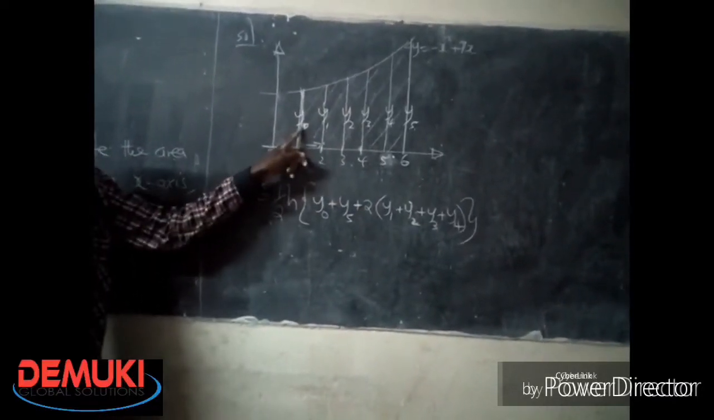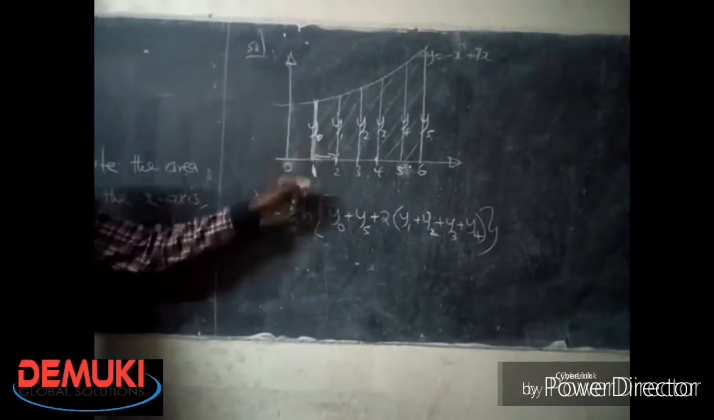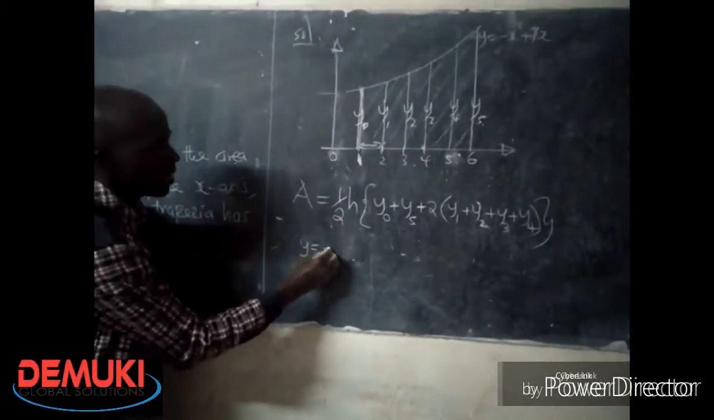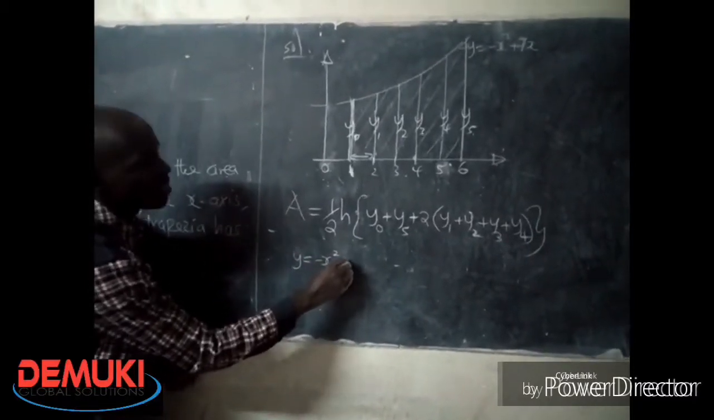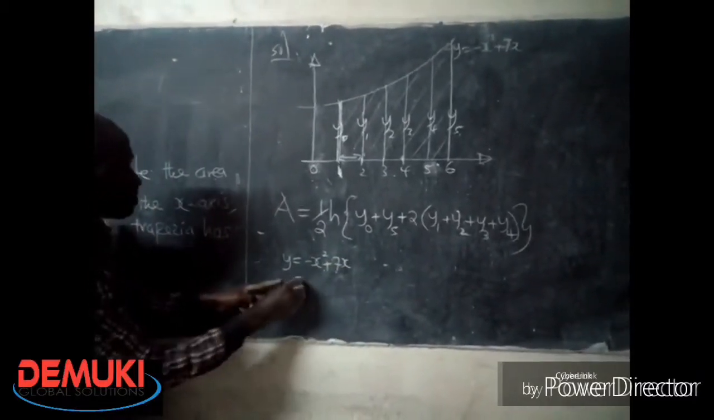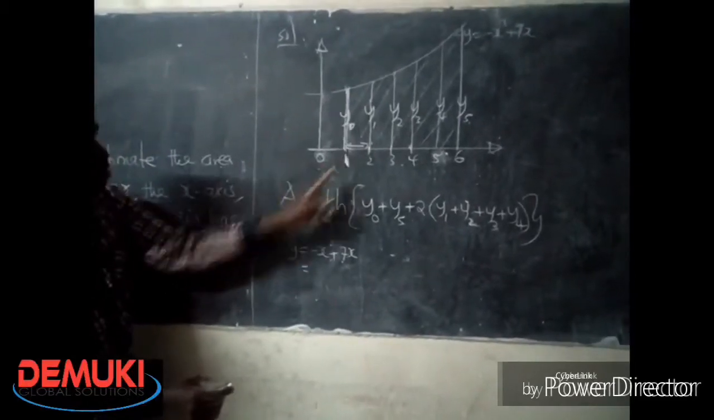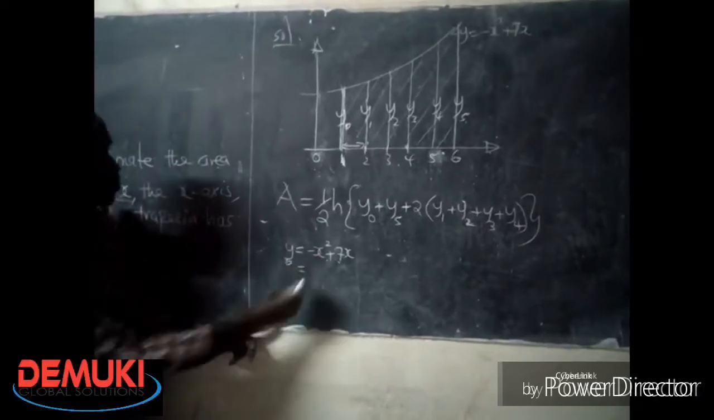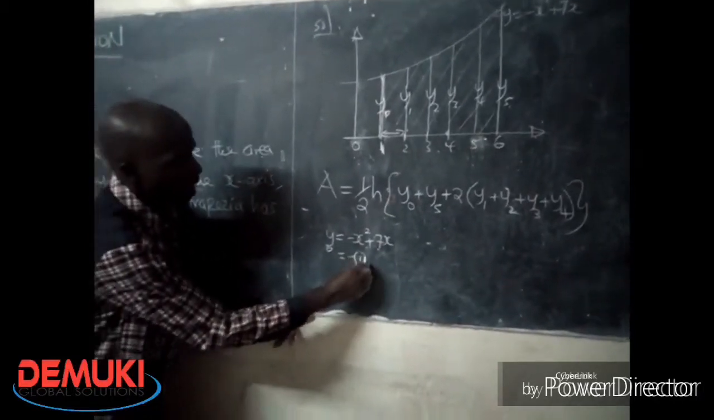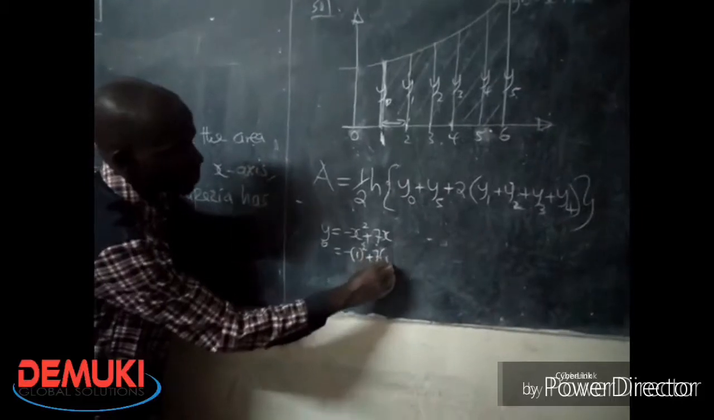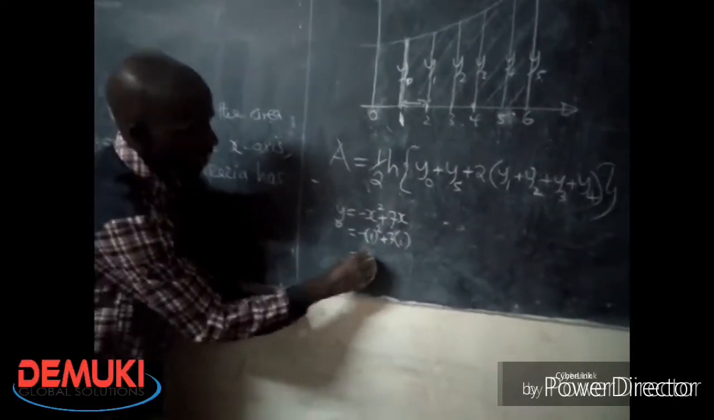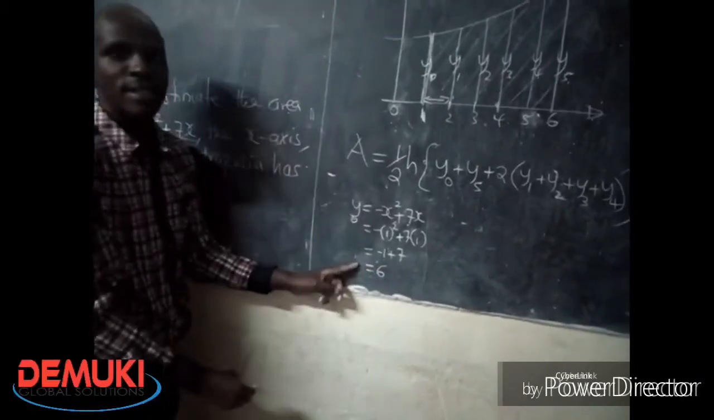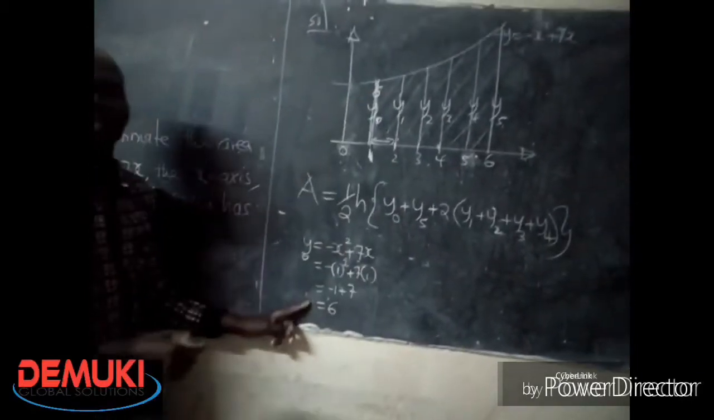So let me get y1. How do I get y1? I simply take the equation. My equation is y equals negative x squared plus 7x. So what is my x in this y0? The first one is, my x is 1. So you just bring here negative 1 squared plus 7 into 1. So this becomes negative 1 plus 7, and my first y is 6. So this y0 is 6.